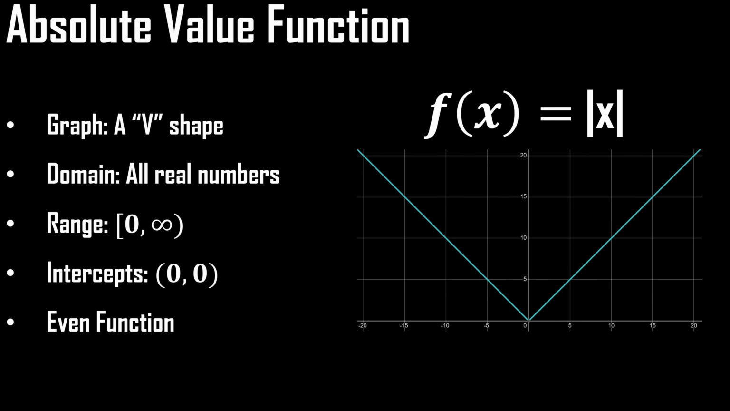Next, we have the absolute value function, which is f of x equals the absolute value of x. The graph is a V shape. The domain is all real numbers. The range is from 0 to infinity. The intercept is at (0, 0), and it is an even function. It is symmetric about the y-axis. A real-world example would be the distance from a point regardless of direction.